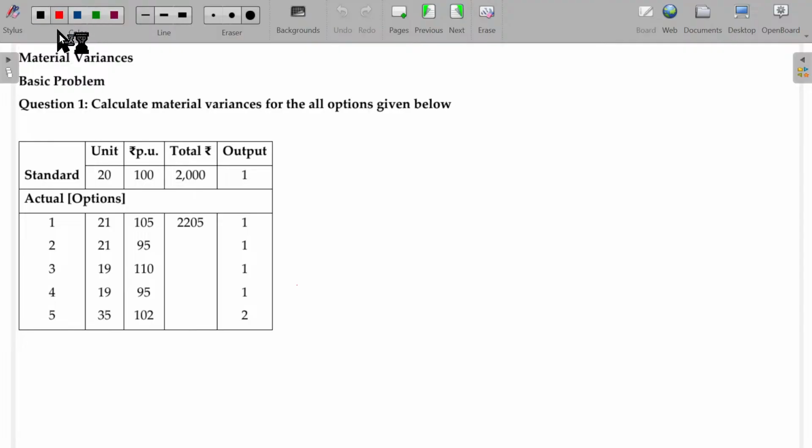We'll now move on to the fifth option, with the standard. So, material cost variance is equal to standard cost minus actual cost.